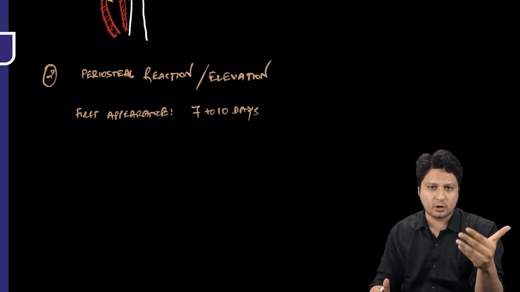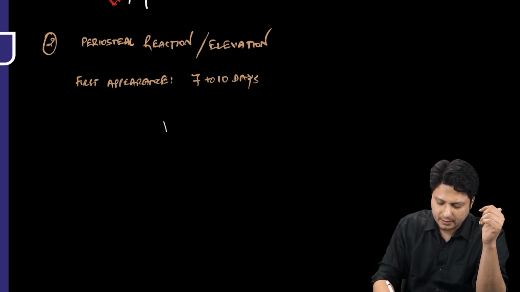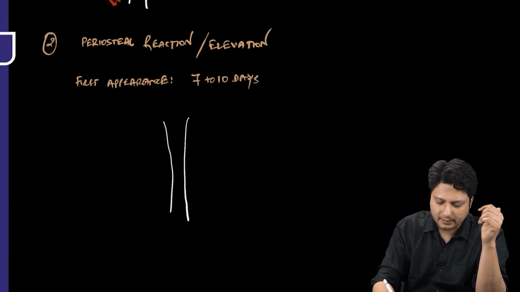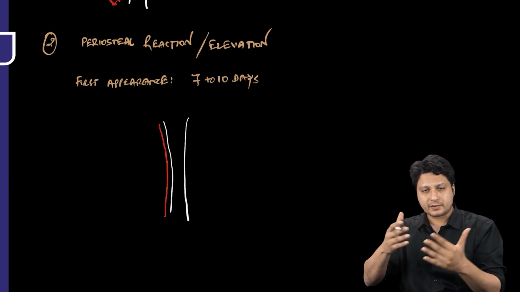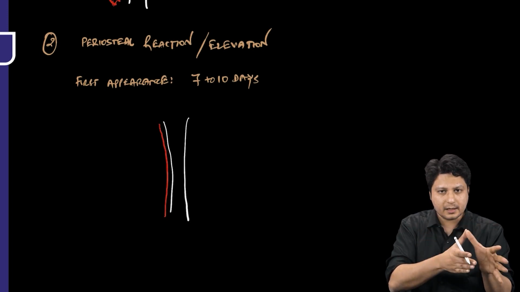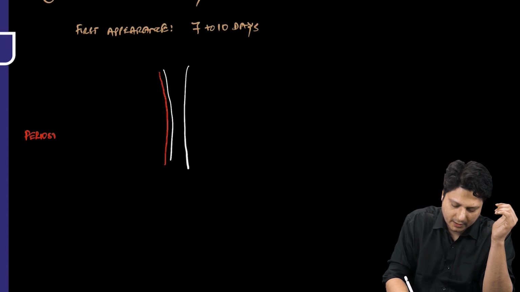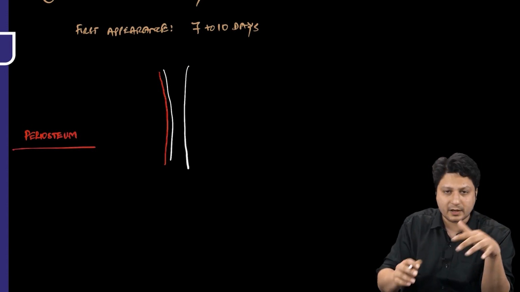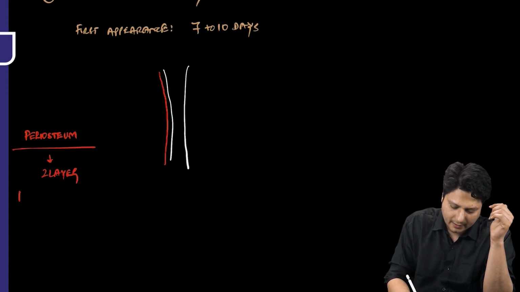Now, what is periosteal reaction or what is periosteal elevation? Just try to understand. Imagine this is a bone, and the bone is covered by the periosteal layer. All of you are aware that it has a periosteum. We already have discussed that the periosteum is categorized into two parts, the inner and the outer layer. The periosteum is actually not just the fibrous covering of the bone. It has two layers, the inner layer and the outer layer.